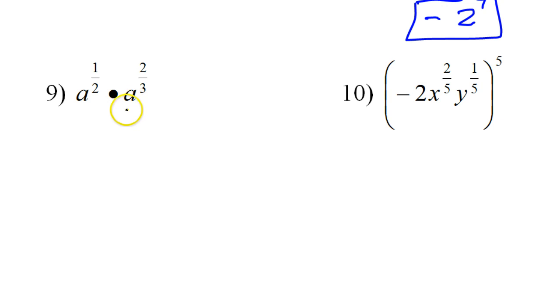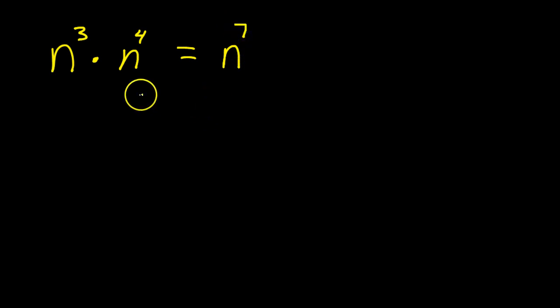Number 9. Alright, let us consider the basics. Okay, if I had n to the 3rd power times n to the 4th power, what would this be? This would be n to the 7th power. So when you're multiplying like bases, you add the exponents. You don't multiply. It wouldn't be n to the 12th power.